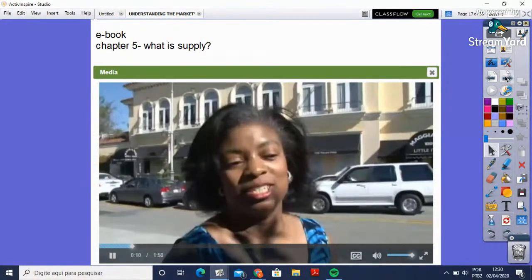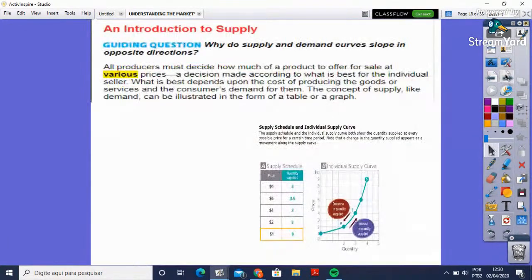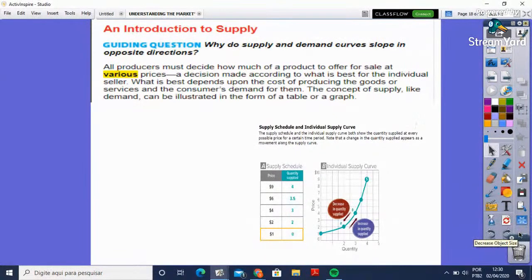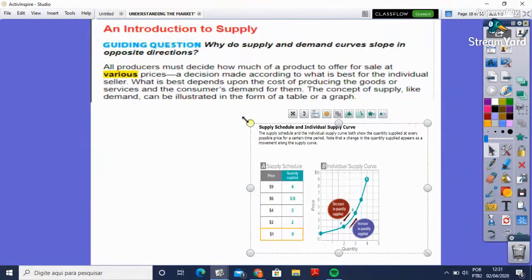Something that can help you in chapter 5 is this video here. What is supply? It's a short video that is very interesting. I think it will help you understand a little bit how supply affects the economy. So why do supply and demand curves slope in different directions? Well, all producers must decide how much of a product to offer for sale at various prices. We have many prices. Let me close this. Let me show you here.